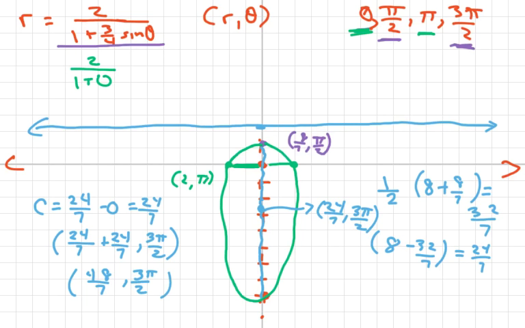So basically, my foci are, let me put them in red, here at 0. And then we also have right about here, a little higher.